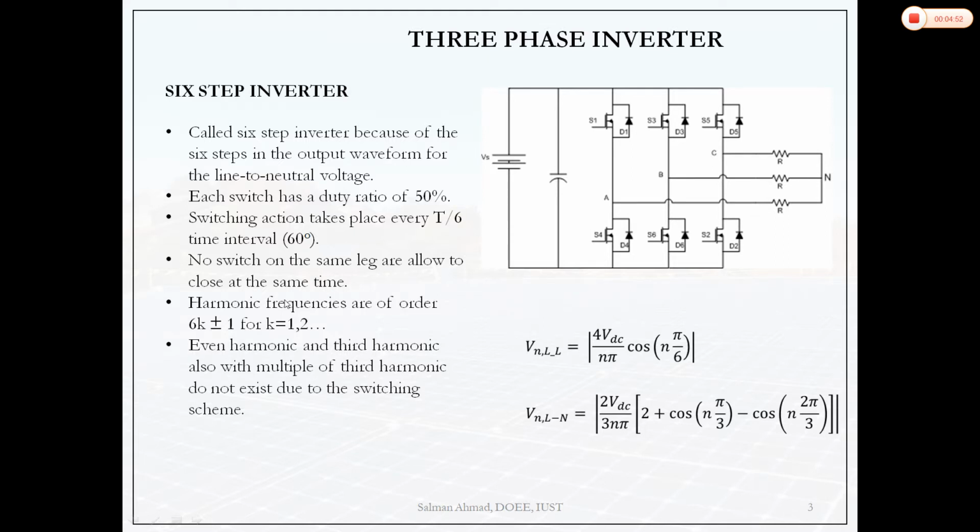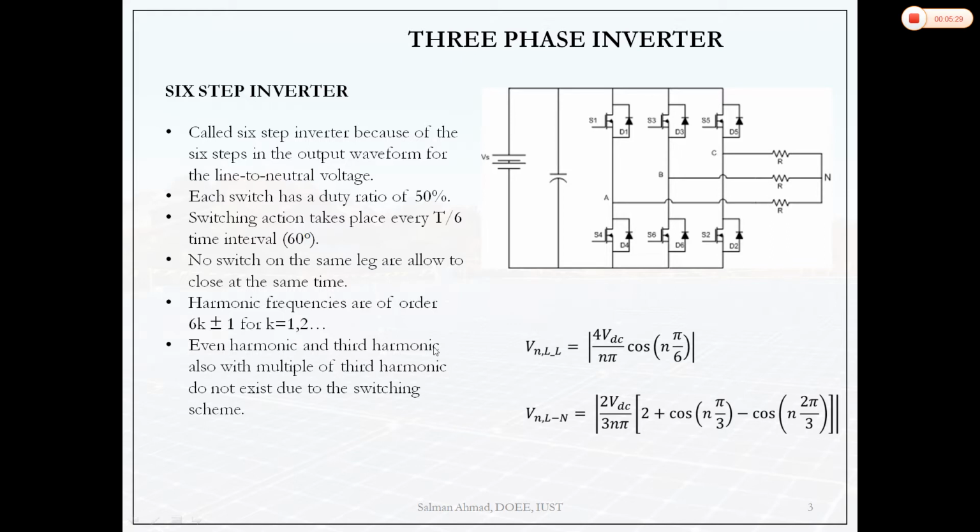Now the harmonic frequencies you will find in the line to line voltage are 6k plus minus 1. For example, if we substitute k equal to 1, that will be the fifth harmonic and the seventh harmonic. The third harmonics will get cancelled in the line to line voltages because it is a three phase system. And even harmonics will be absent because the waveforms normally have even wave symmetry, that is, the positive half is equal to the negative half, so the even harmonic components will be 0.